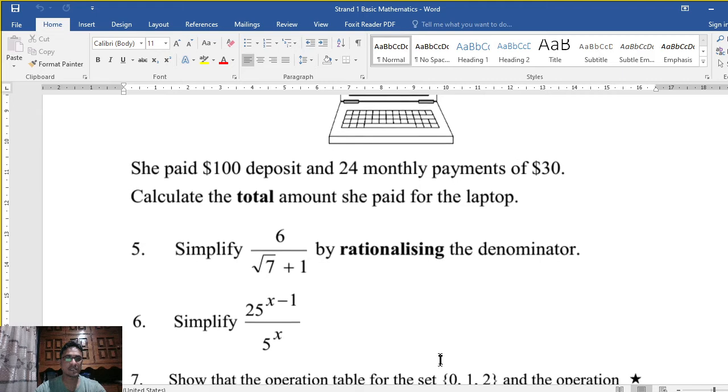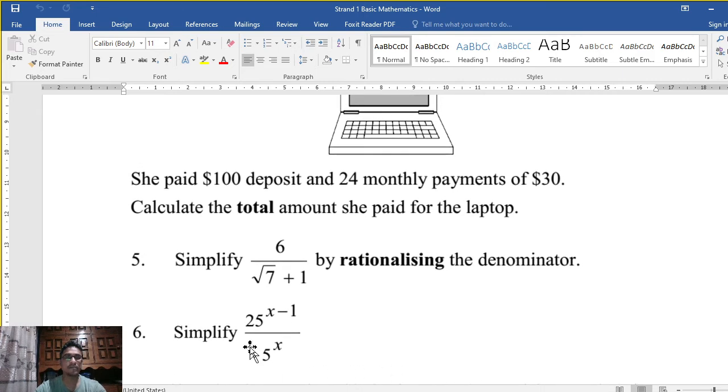Number 6 is here. Simplify 25 to the power of x minus 1 divided by 5 to the power of x. Now what you are going to do here? You have to see the base. The base here is 5. The base here is 25. You can't solve. So let's see if we can make the base the same.